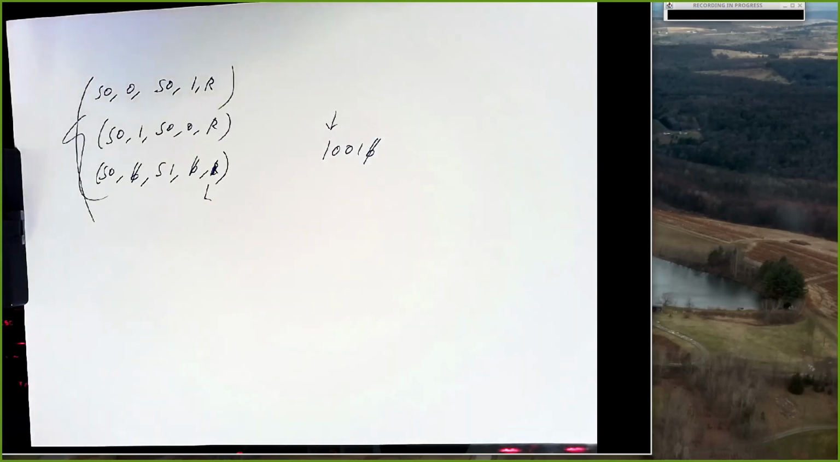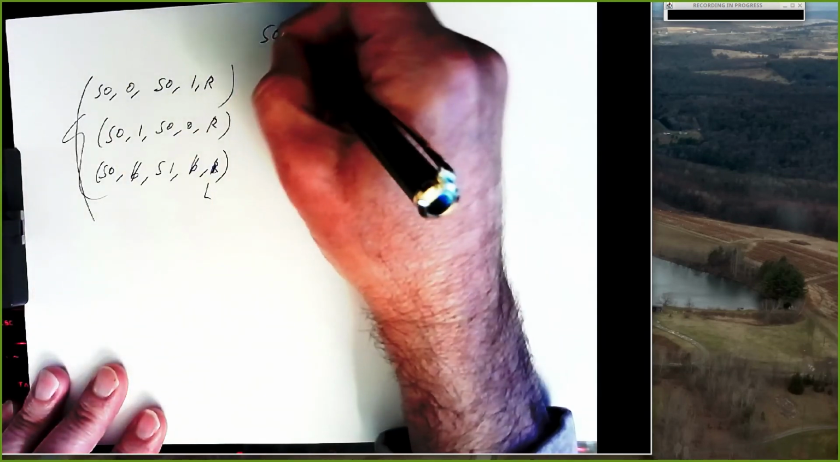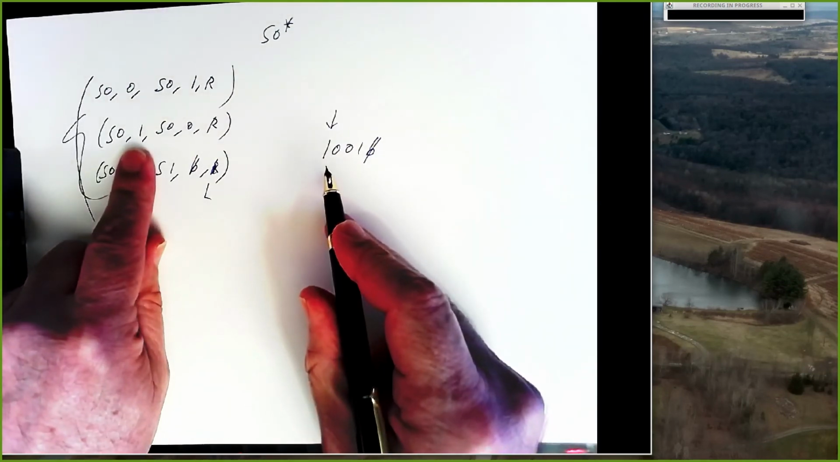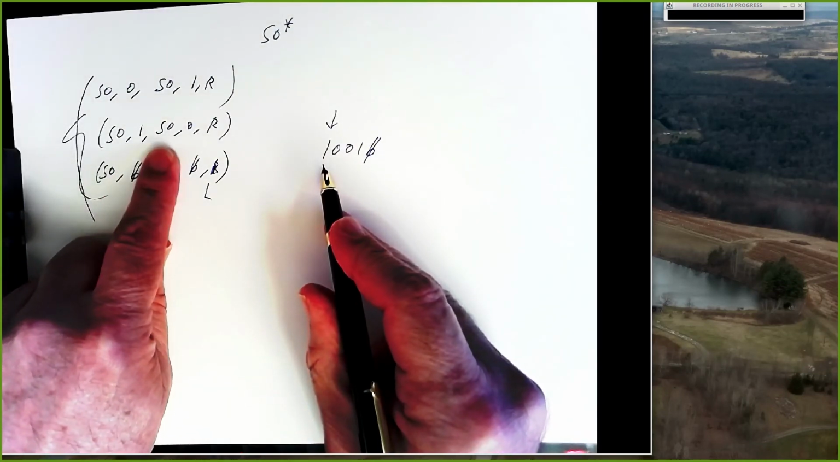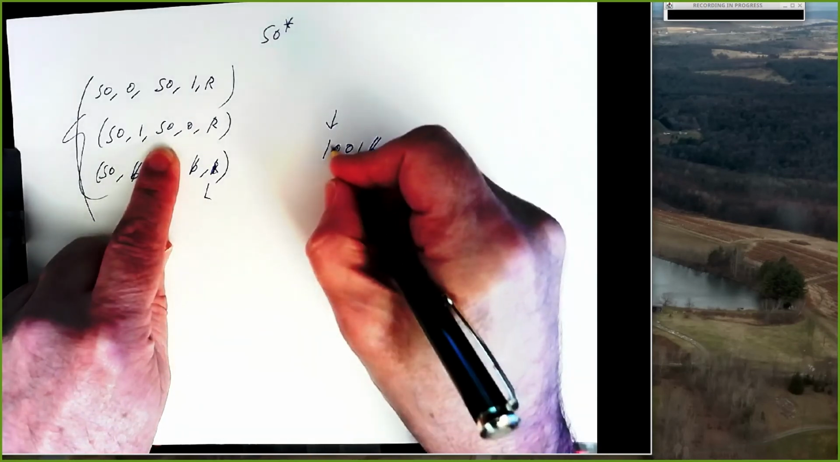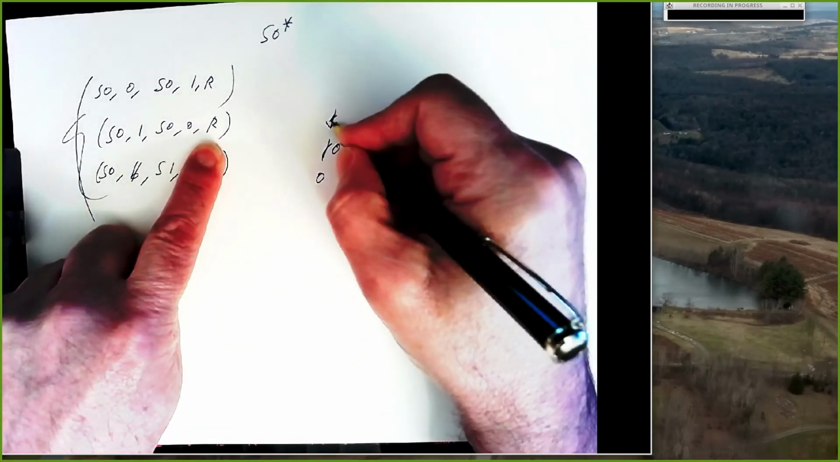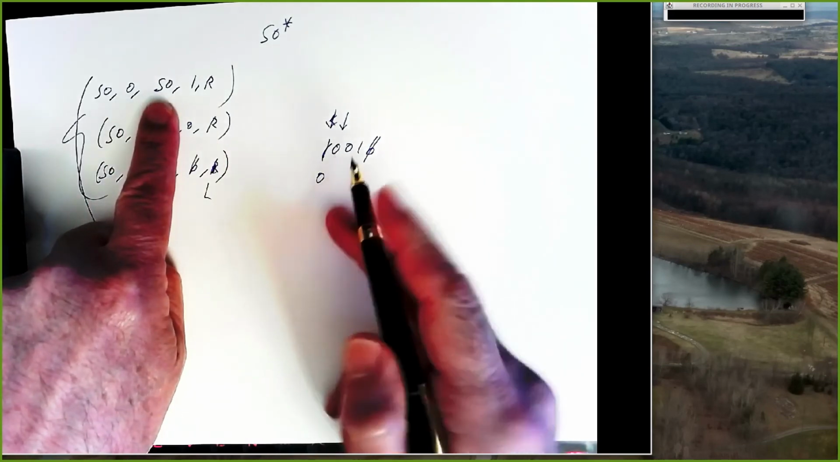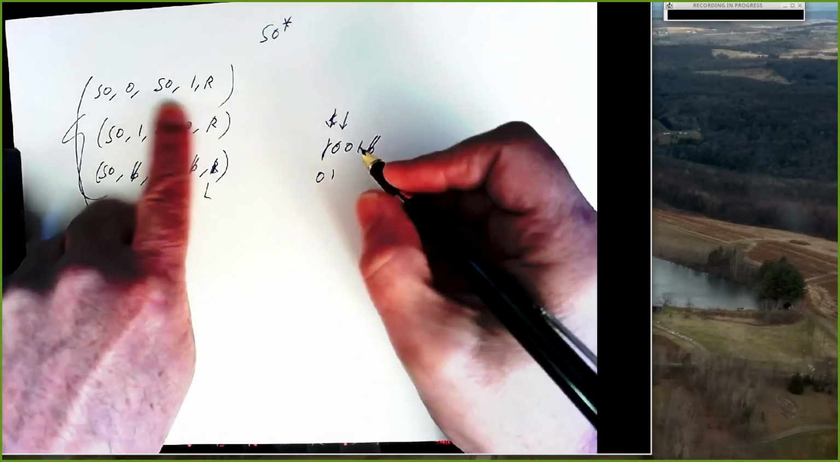So what is this going to do to an input string? We're starting in state S0, our initial state. If we're in S0 and there's a 1, let's stay in S0, write a 0, and move to the right. We're in S0 and there's a 0. Let's stay in S0, write a 1, and move to the right.